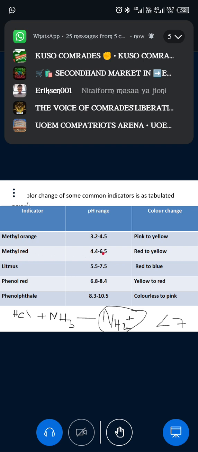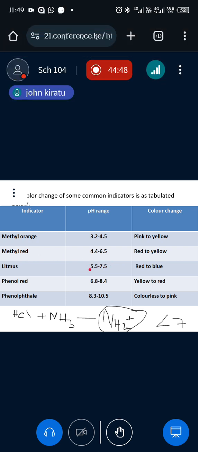Okay. What about this one? The range goes beyond 7, but as much as this can be used too, because it captures something less than 7. But what about this one? We cannot use phenolphthalein because the equivalence point is above 7. Okay, I hope now it's clear. So people who have said strong acid, weak base, they are correct.